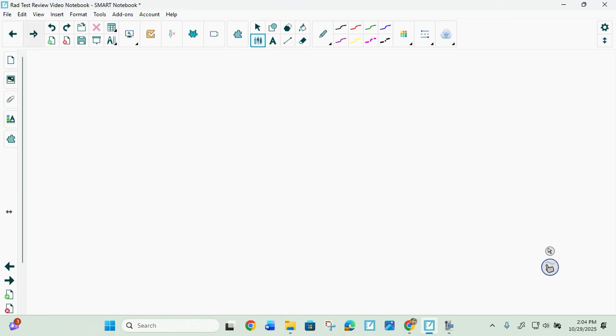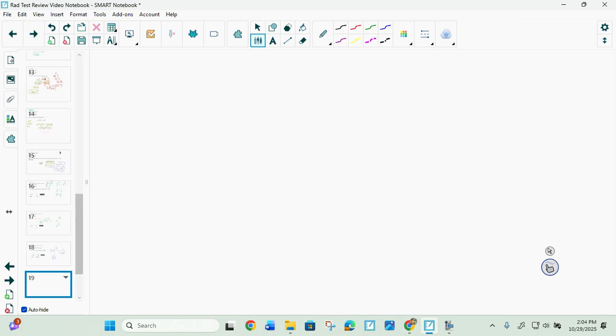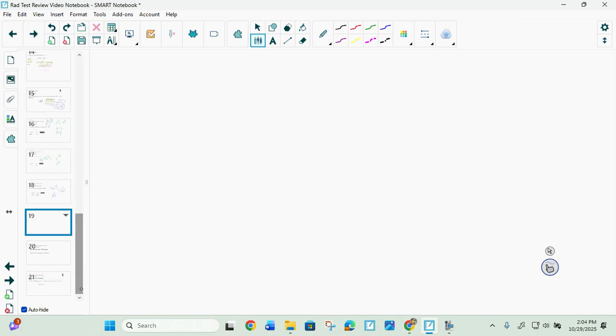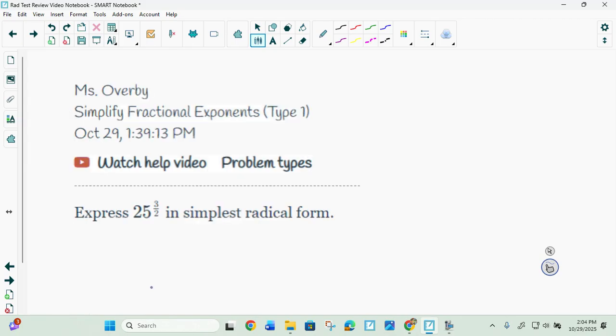Okay, let's see what the next one is. It's gone. Uh-oh. Was there really a blank page there? Makes me wonder. All right, so here we go.